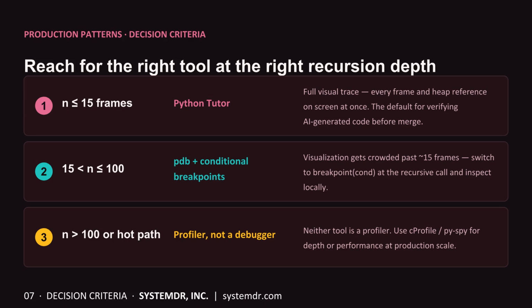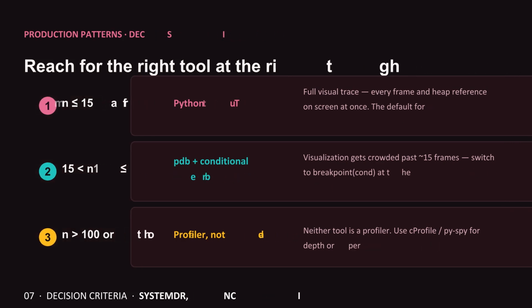You're no longer debugging correctness, you're profiling depth or performance. And that's a job for something like cProfile or PySpy, plus real load testing. The through line across all three: match the tool to the question you're actually asking. Correctness on a small input, visual debugger. Correctness on a larger input, conditional breakpoints. Performance at any size, a profiler, never a debugger.